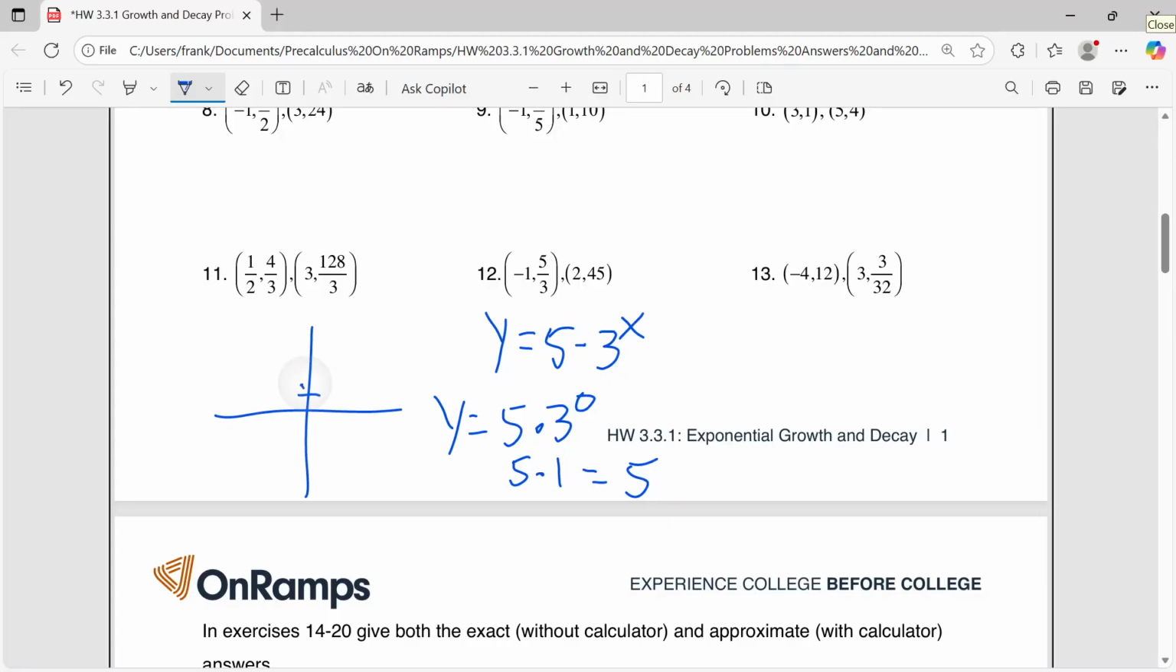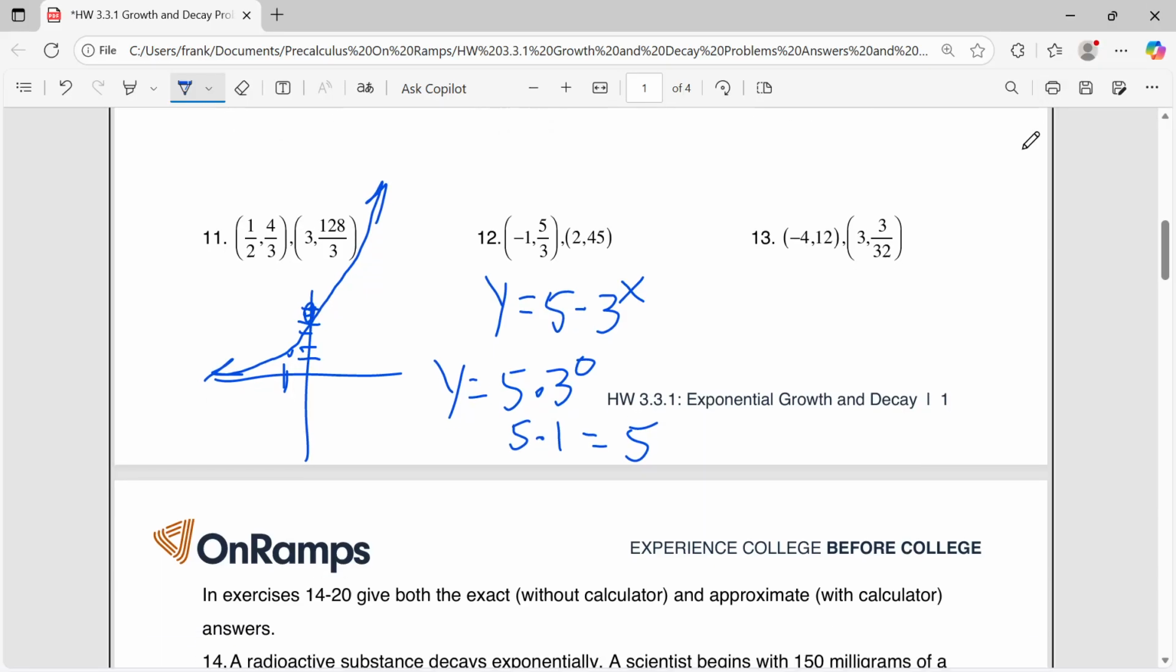I go 1, 2, 3, 4, 5. It approaches 0. I have -1 and 5/3, which is 1.67, somewhere around there, and I guess that's good enough. And I go up like that. So there's that one. All right, next section.